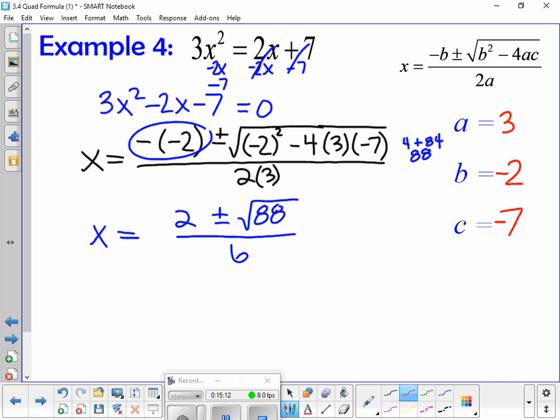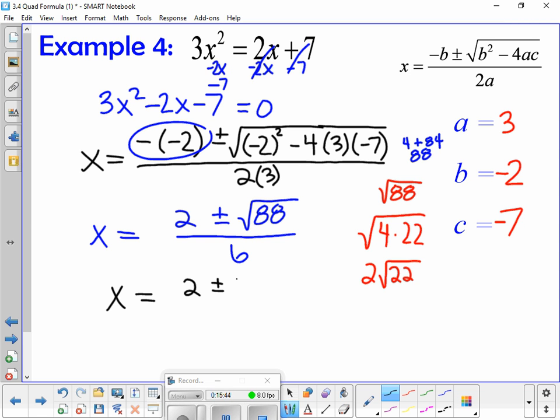We can simplify square root 88. And if we're thinking about simplifying a radical, we want to think about a way to factor that number using perfect squares. 88 is 4 times 22. So we know the square root of 4 is 2, and that root 22 will stay. 22 is 2 times 11, so there's no more perfect squares in there. That is as simple as it gets. So let's replace root 88 with the equivalent 2 root 22, and that's all divided by 6.